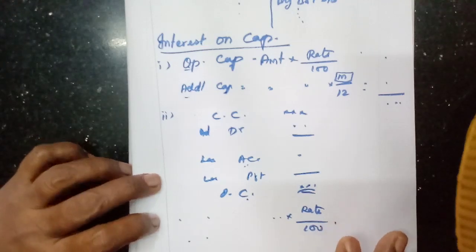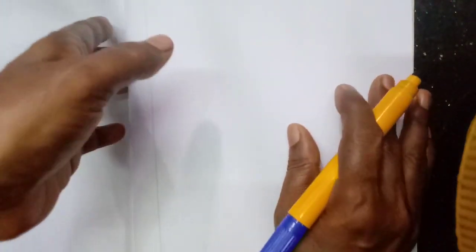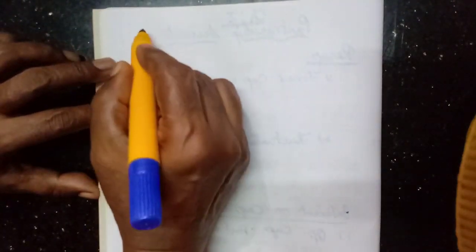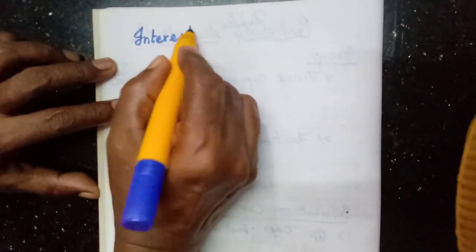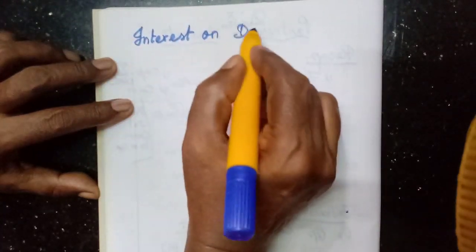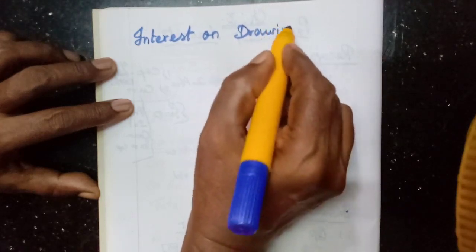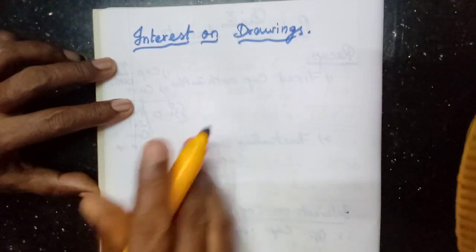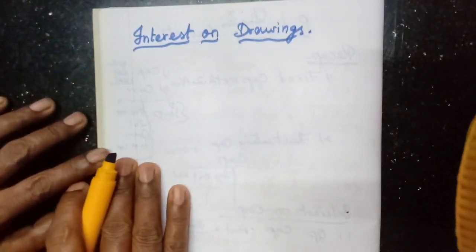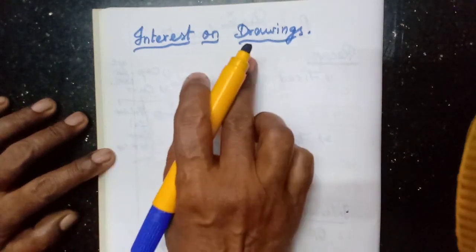Now today we will see how to calculate the interest on drawings. These two are very important items in partnership accounts. First one, capital; second one, drawings, because partners are allowed to take drawings.